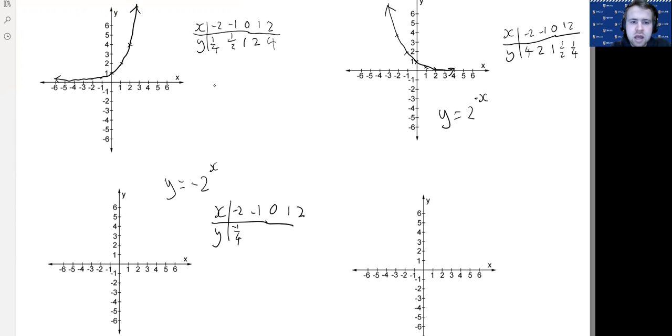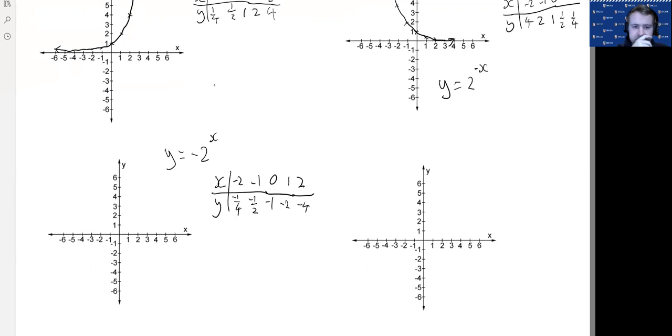So when x is -1, we're going to get -1/2. When x is 0, we're going to get -1. When x is 1, we're going to get -2. And when x is 2, we're going to get -4. So we've just changed all our y values from the above graph to its negative. And so this one, instead of being above the x-axis, we're just going to get all of our values below the x-axis.